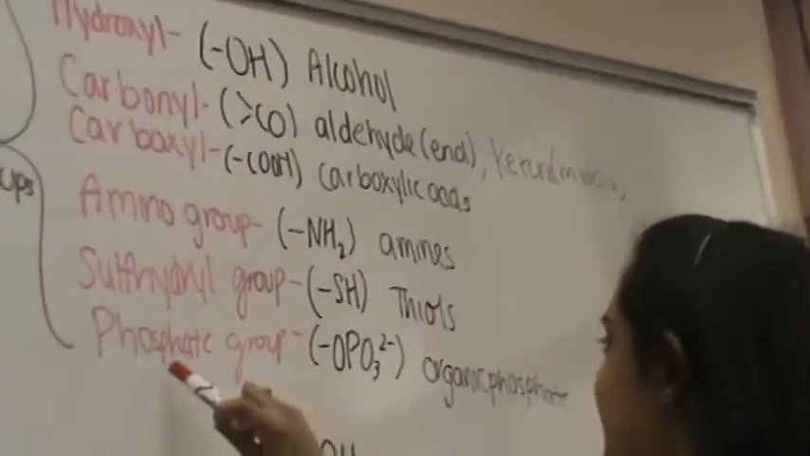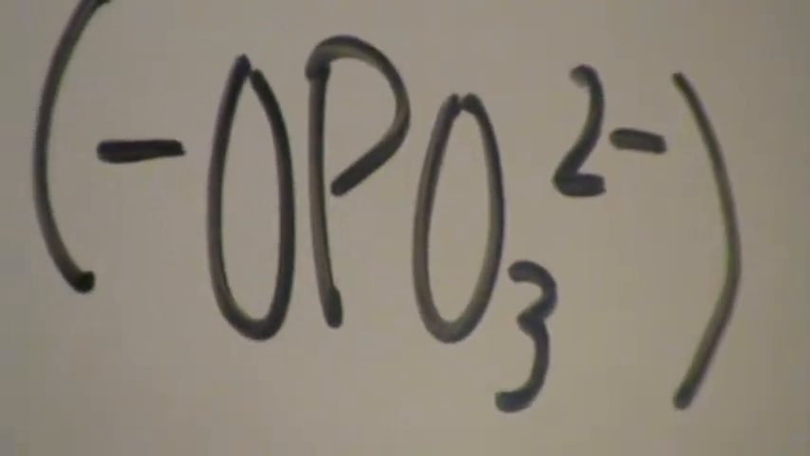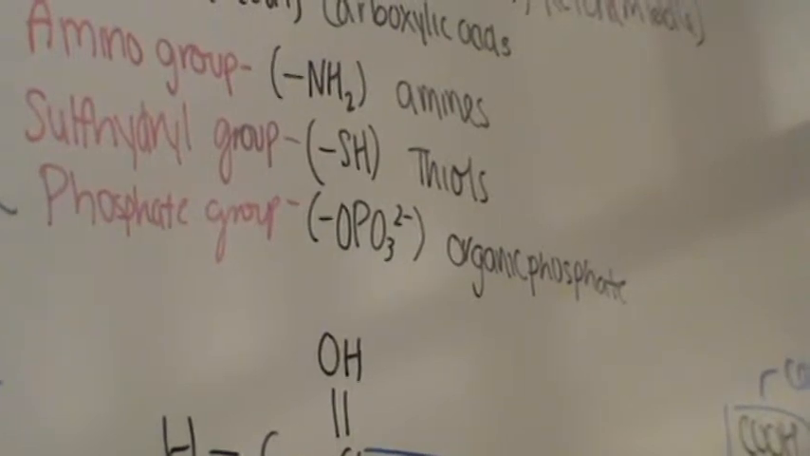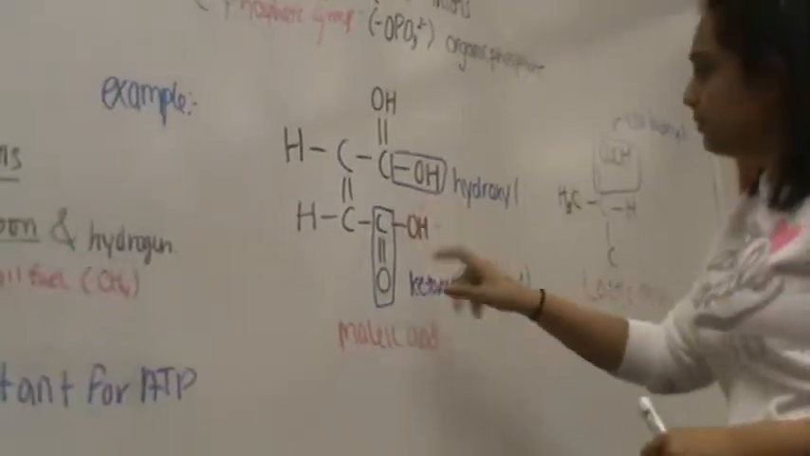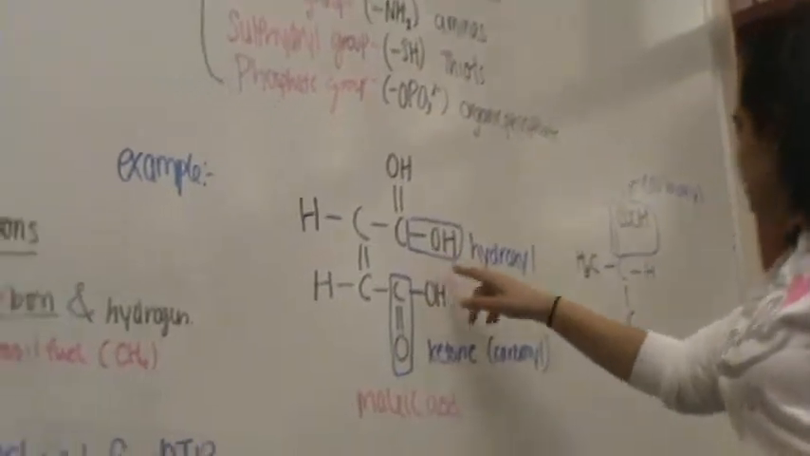Okay. Anyways, there's a phosphate group, which has a phosphate in it, and they make organic phosphates. Some of the examples: this is like malic acid, and see here's a ketone group because it's in the middle, and then here's a hydroxyl group because it's an OH at the end, and then here's lactic acid.